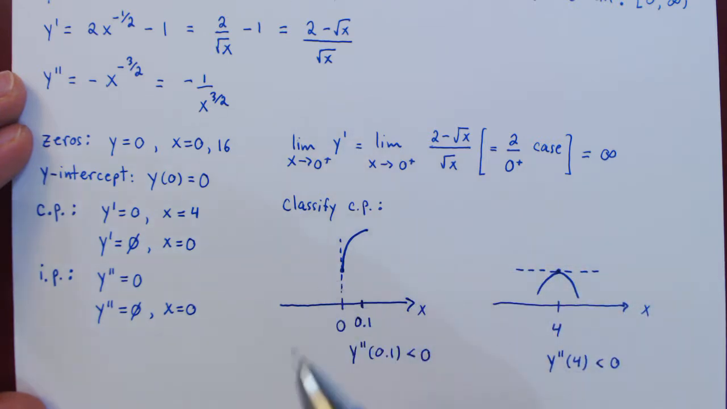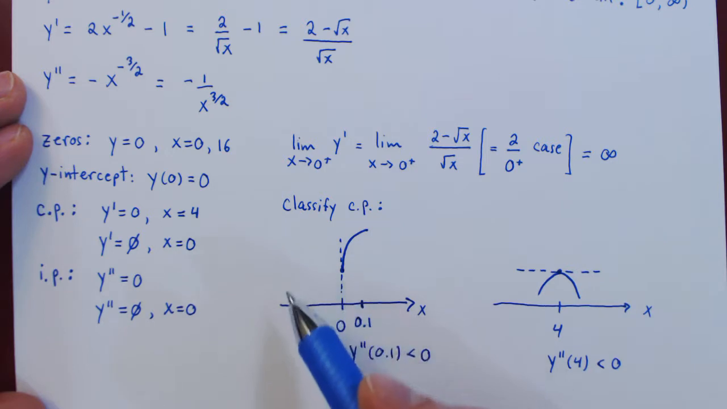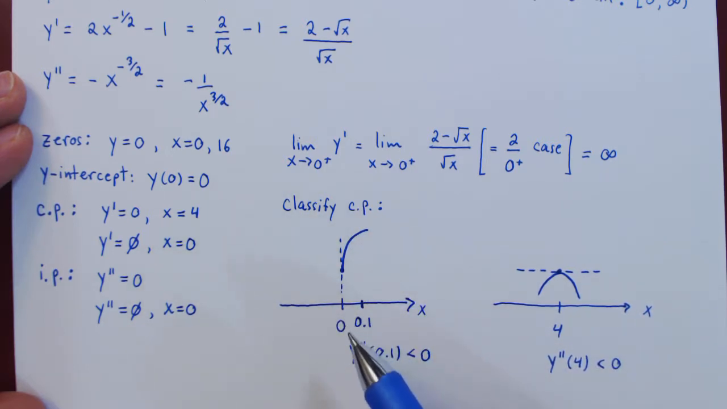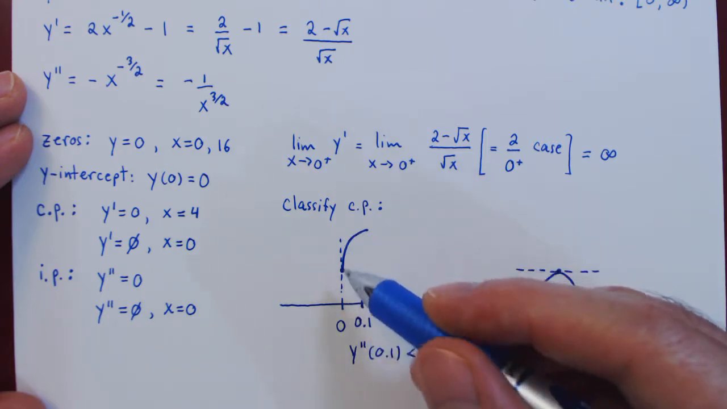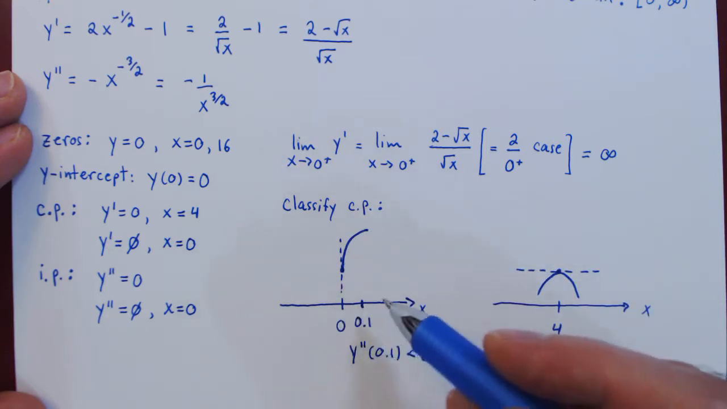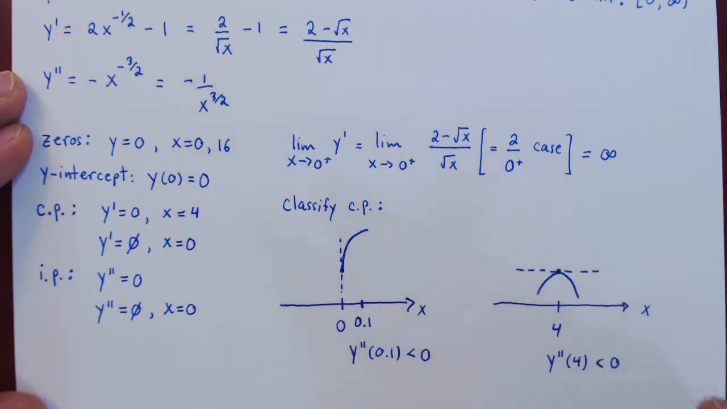Now, if the function was defined for negative values of x, we would have also found the second derivative at, say, negative 0.1 to figure out if it were concave up or concave down to get the other half of the function. But here there is no other half, so we now have a proper classification of the critical point x equals 0. At this point, the function has a vertical tangent line, so the closer we get to x equals 0 from the right, the closer the function becomes to being perfectly vertical.